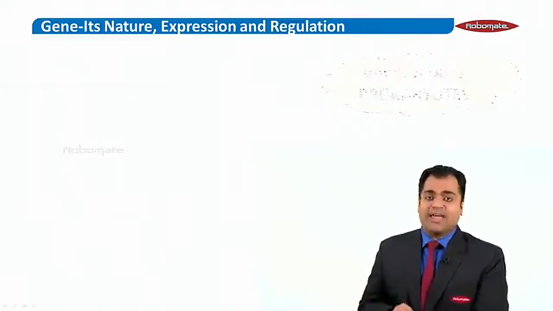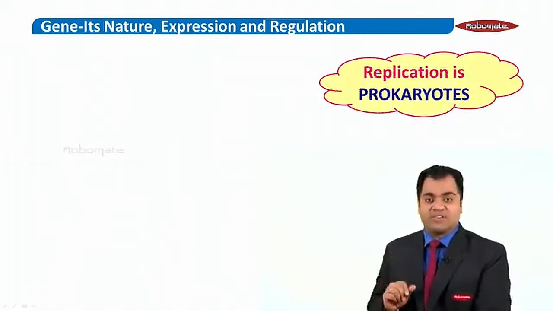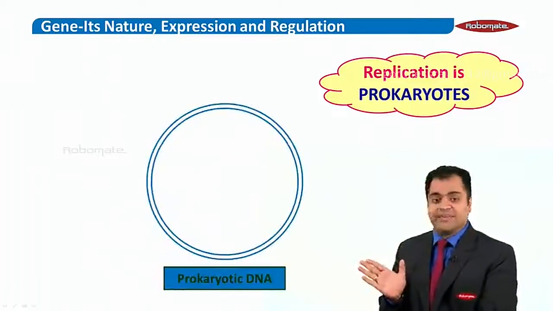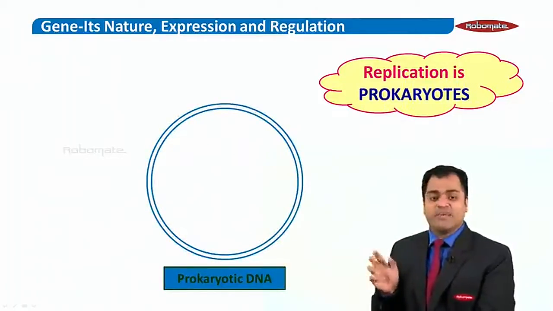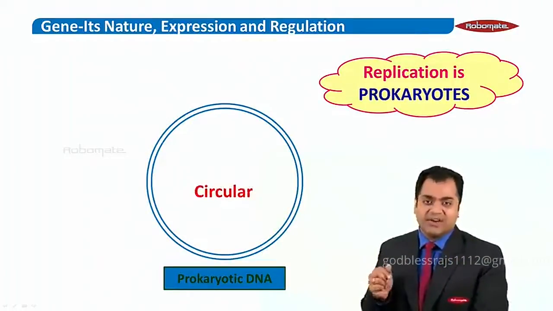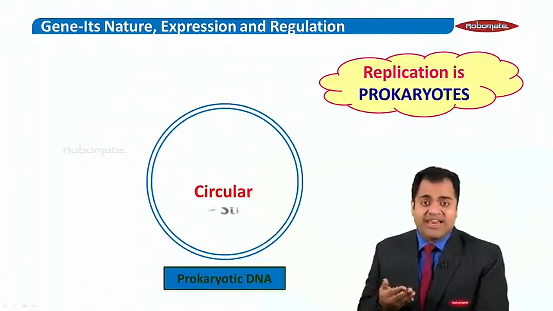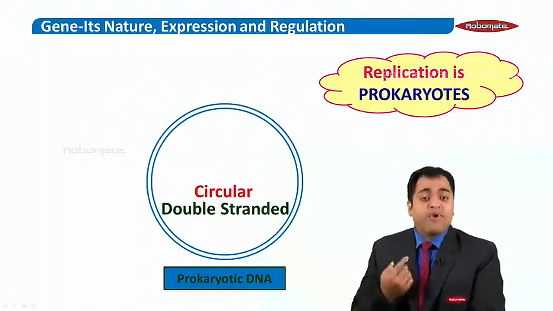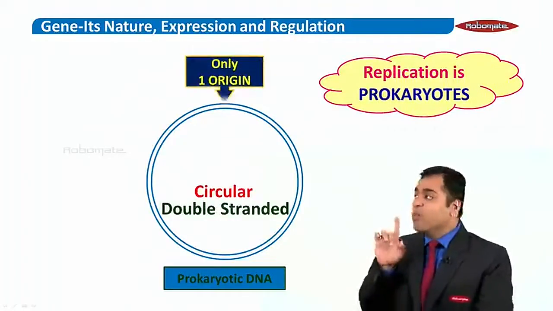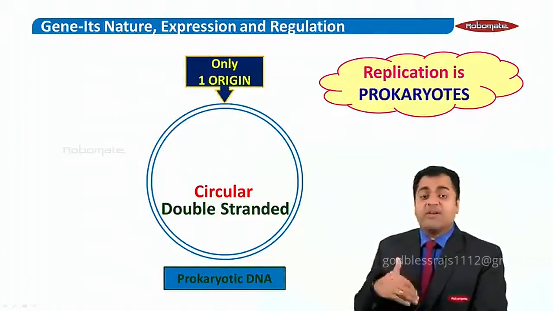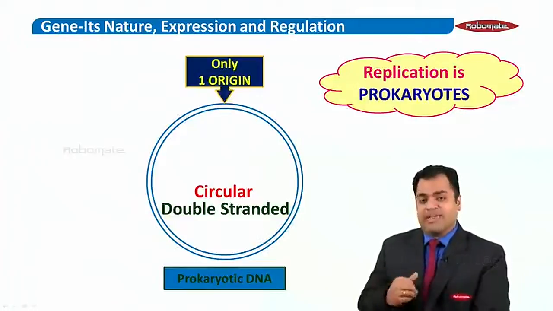Now let us throw light on replication in prokaryotes. What happens in prokaryotes? Before that, let's look at prokaryotic DNA. You've seen the prokaryotic DNA before. How is the shape? Obviously, circular. What is the nature of the DNA? Yes, double-stranded. Okay? In prokaryotes, remember, there is only one origin. Okay? Unlike eukaryotes, where there were many origins of replication.